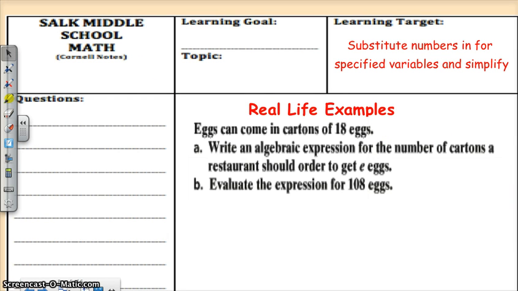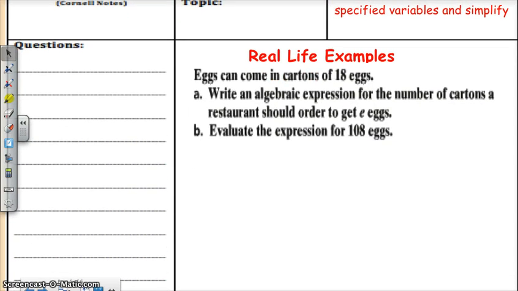Alright, we're going to do some real life examples. Eggs can come in cartons of 18. Write an algebraic expression for the number of cartons a restaurant should order to get E eggs. Okay, we want to write an expression for the number of cartons a restaurant should order in order to get E eggs. So, if I wanted 18 eggs, how many cartons should the restaurant order?